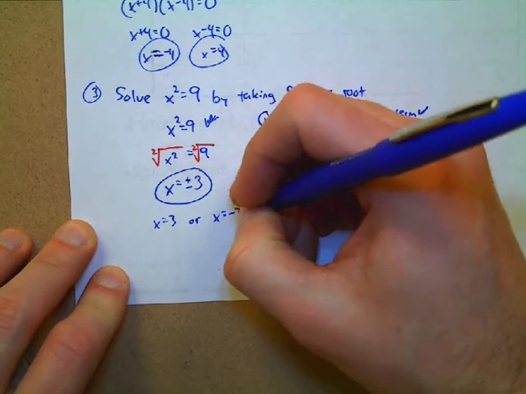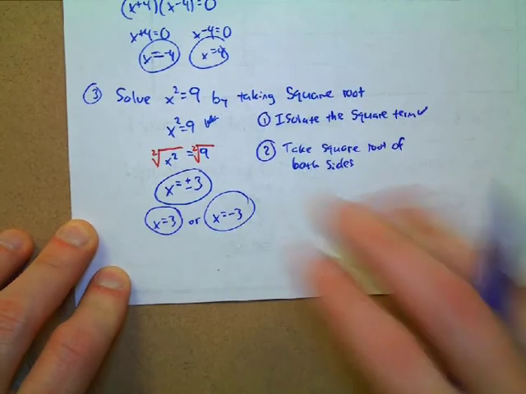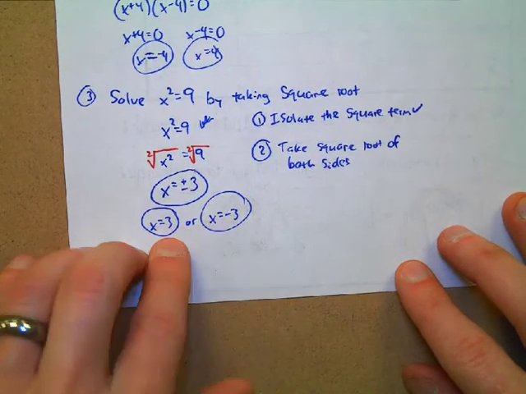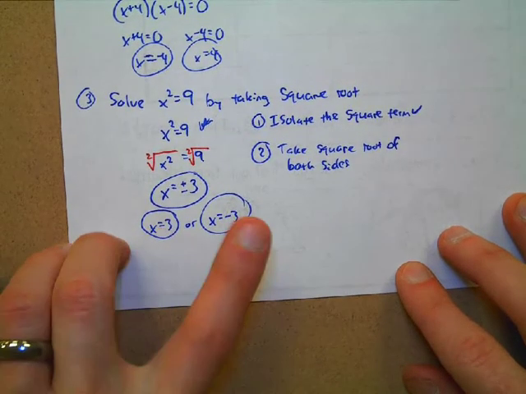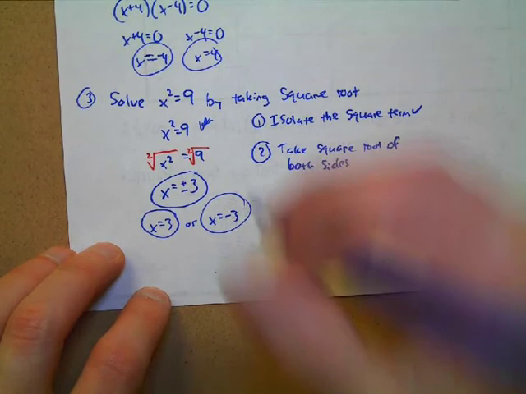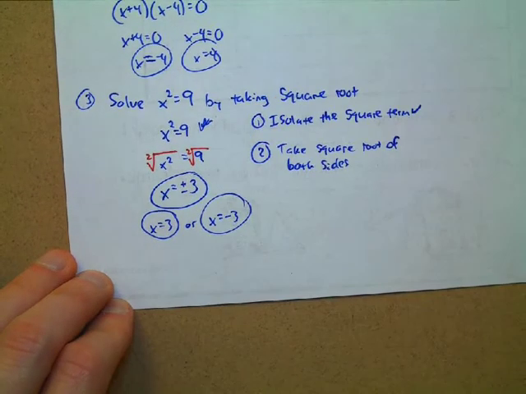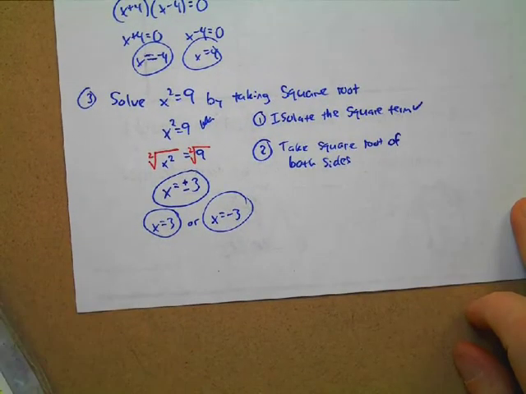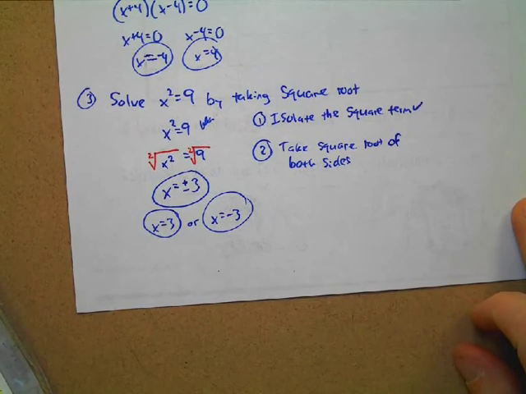If you don't like writing plus or minus, if that's weird to you, feel free to break those up into 2 different solutions. X equals 3 or x equals negative 3. That's another way you could write it too. Because plus or minus to me was always like a weird concept. How do you plus and minus something? So I just break it up into 2 different things.